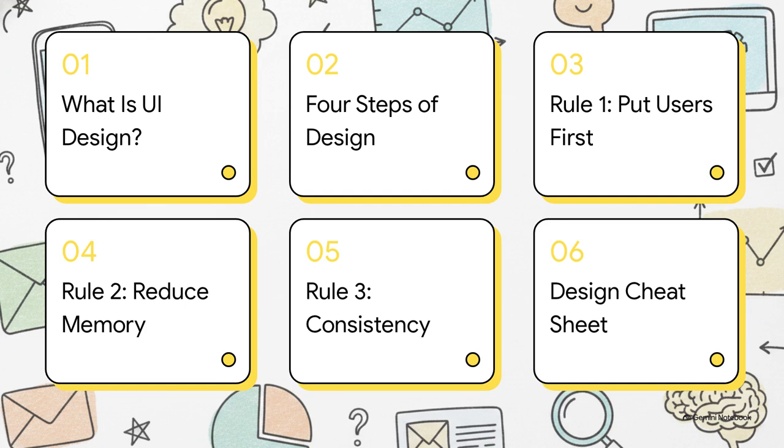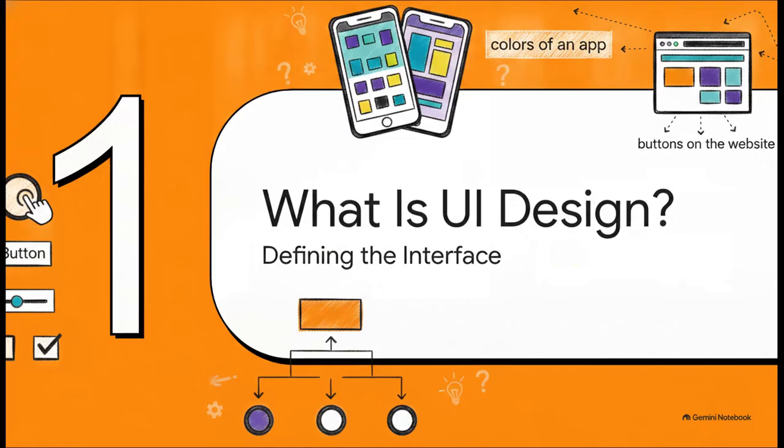Here's exactly how we're going to break this down. First, we'll define what UI actually is, then we'll walk through the 4 steps of design. After that, we'll dig into the 3 golden rules: putting users first, reducing memory load, and maintaining absolute consistency. And finally, I'll give you the ultimate design cheat sheet. All right, let's kick things off with Section 1.